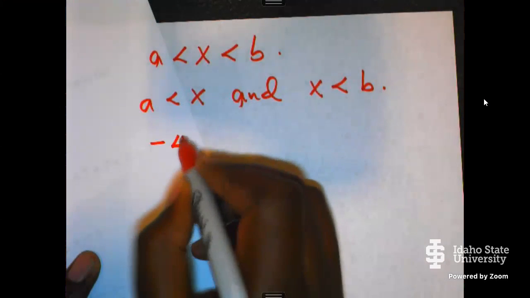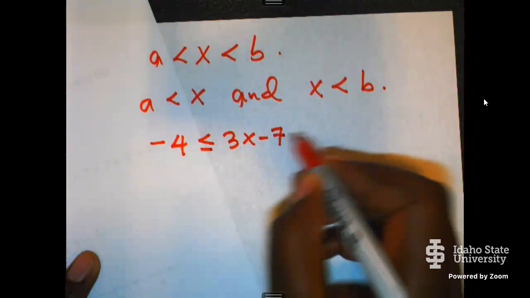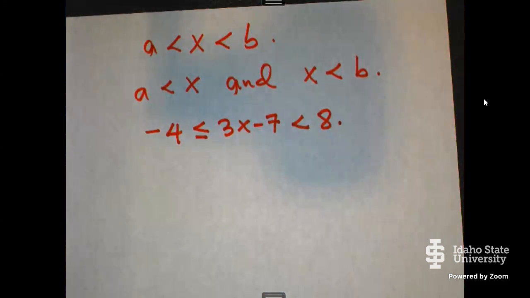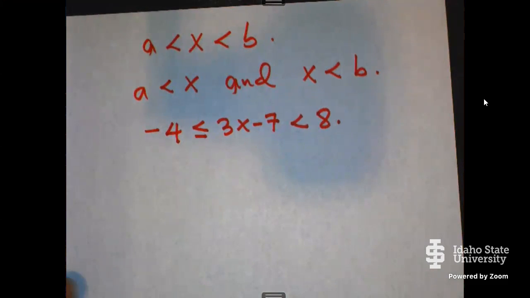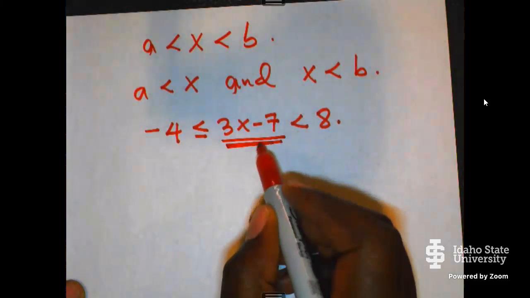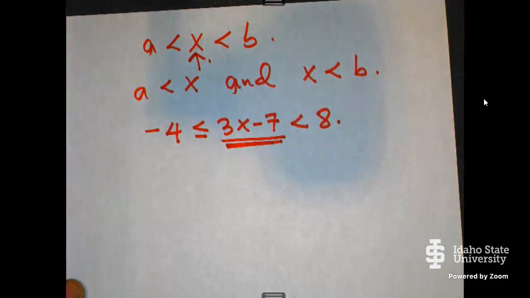Now, if we are given this to solve, minus 4 less or equals to 3x minus 7 less than 8, something like that. And then we are told to graph the solution and write the solution in interval notation. Then what will you do? So what you do here, you make this region to only be the variable x, okay?